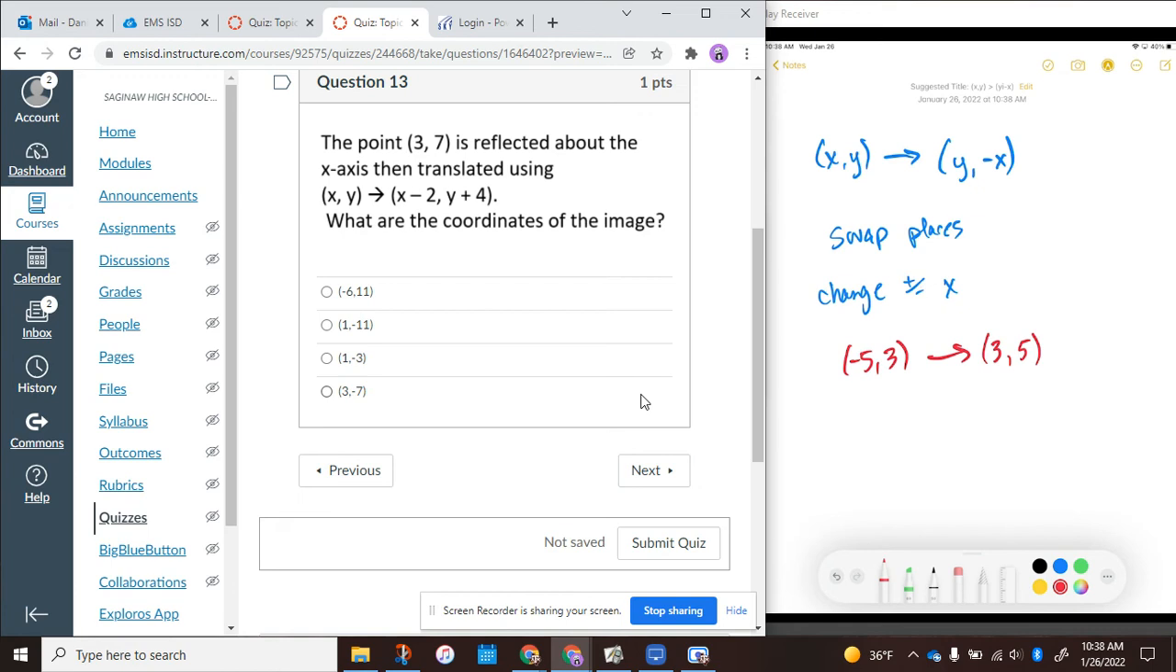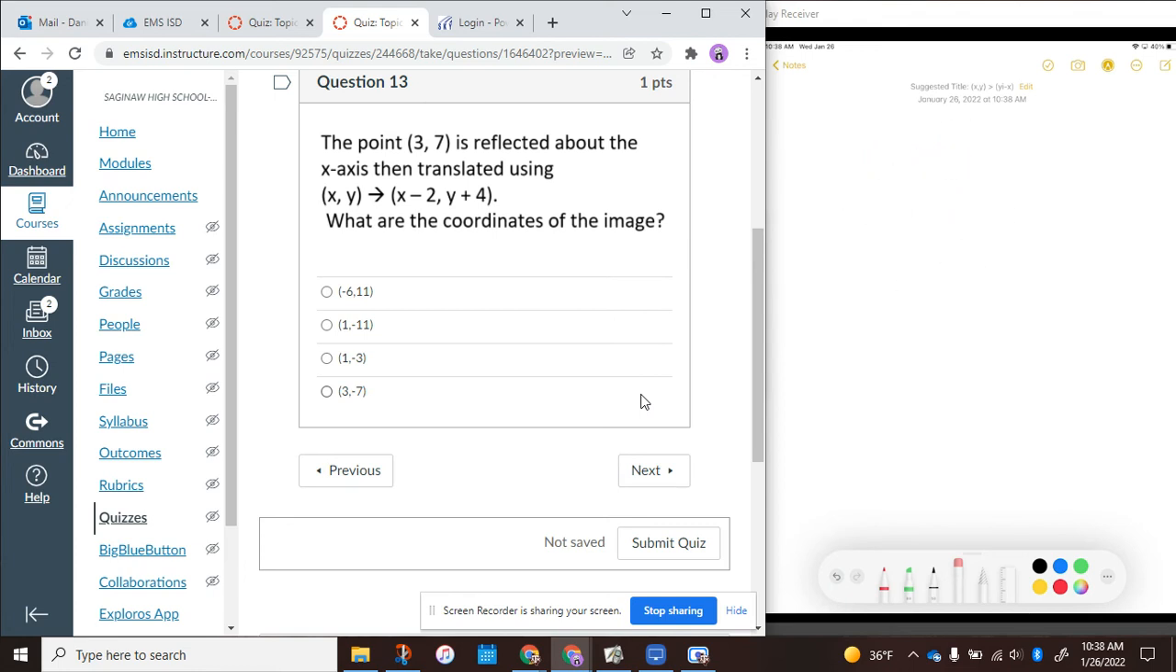Question number 13. This one's about composite transformations. You remember that word composite means it's made up of two things at a time. The point 3,7 is having more than one thing done to it. We start off at 3,7, and then it's reflected over the x-axis. And then it's translated, and it gives us the notation for that translation.